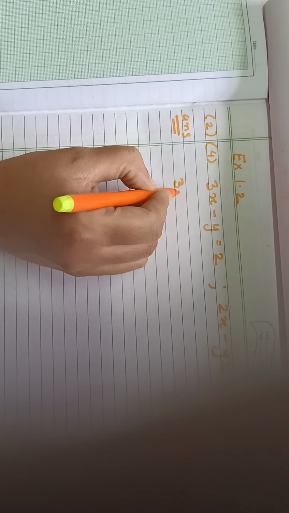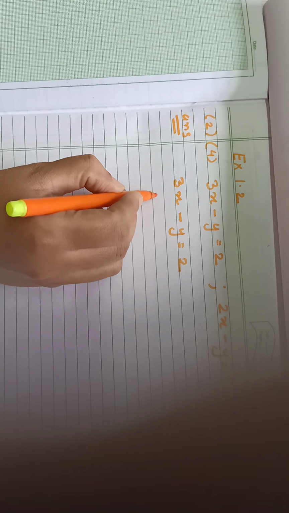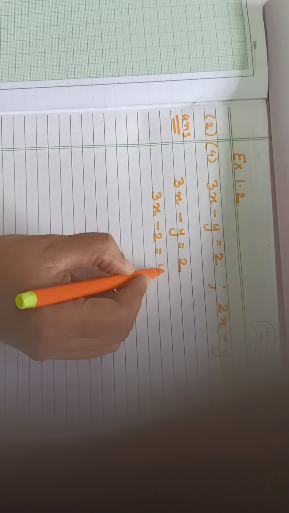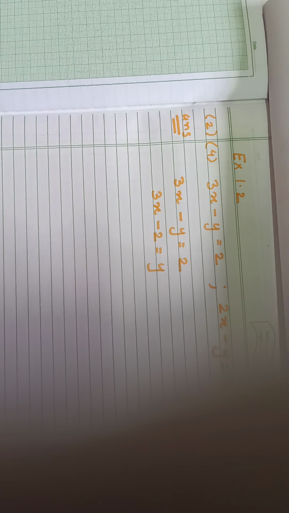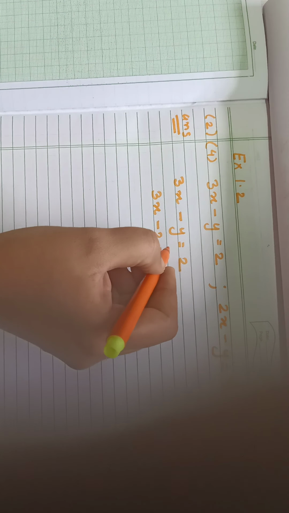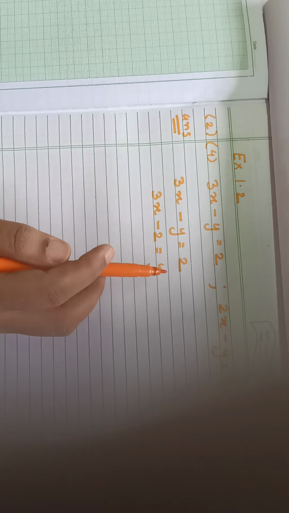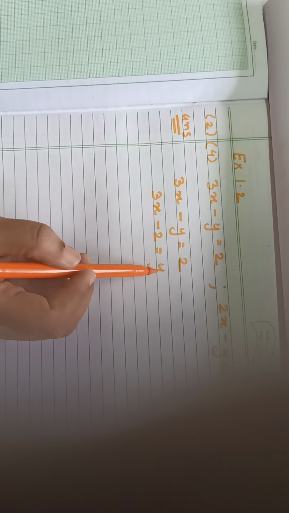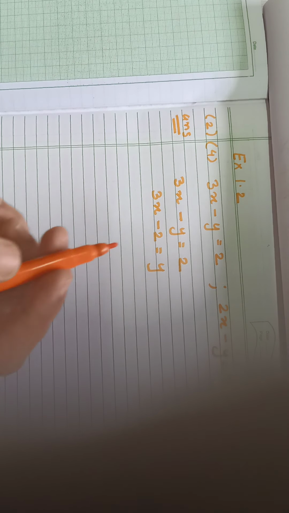The first equation is 3x minus y equal to 2. That means 3x minus 2 will be y. Y goes on the other side, 2 comes over here. Okay, so step number 1 is write the question. Step number 2 is try with one equation and write it in y equal to or x equal to format. Here I am writing it as y equal to format. So y is 3x minus 2.